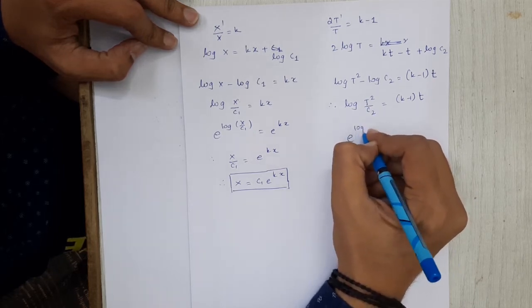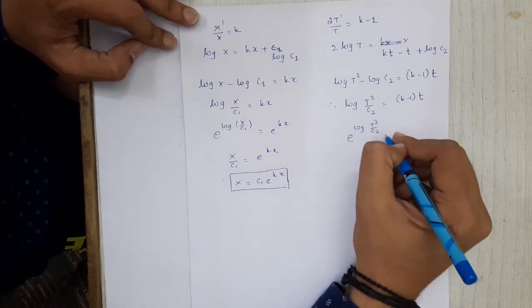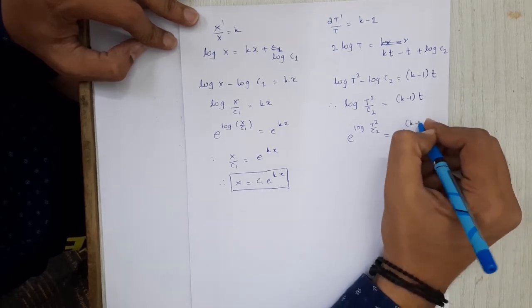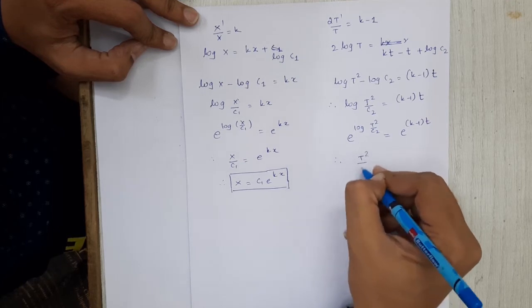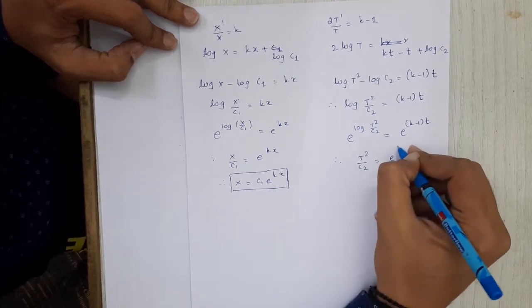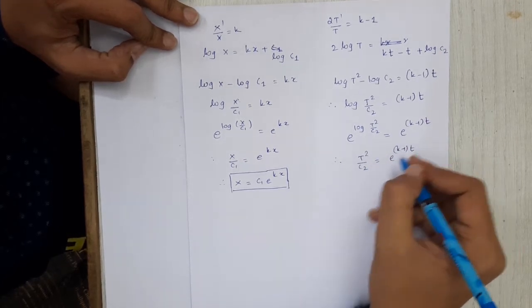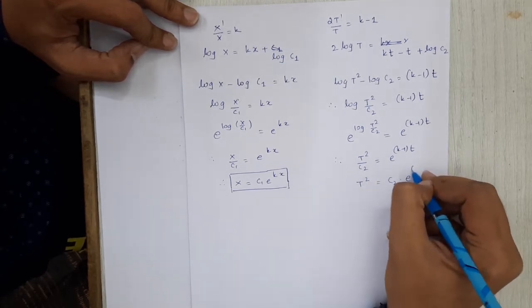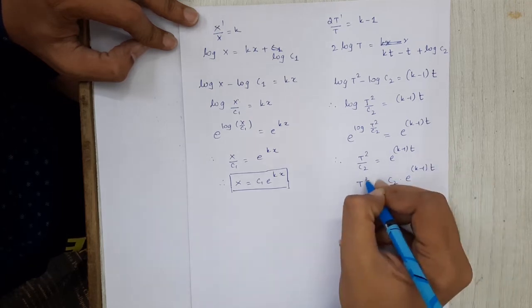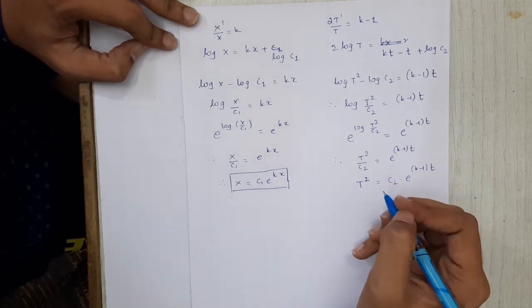I'll take powers of e. T squared upon c2 is equal to e to the power (k minus 1) into t. e and log cancel, we know that. Now I can write T squared is equal to c2 times e raised to (k minus 1) into t. Now again I am having T squared, and I am interested only in T.